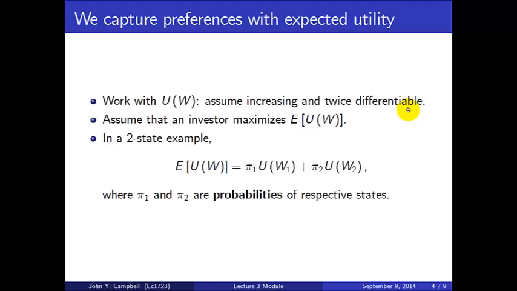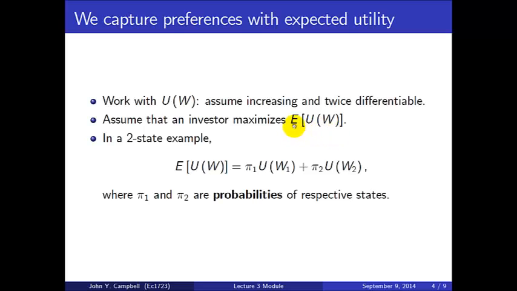We're going to assume that when considering risky prospects, different risky investments, an investor is going to maximize the expectation of the utility of wealth. So this is the expected utility theory. So wealth is random. You control the randomness to some degree by choosing your investments, and you choose those investments in such a way as to obtain the highest value for the expectation of U of W.